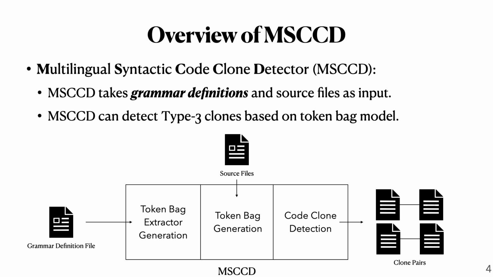MSCCD has three phases. First, it generates a token bag extractor from the input grammar definition files. Then, MSCCD generates token bags for the input source files. At last, MSCCD detects code clones between token bags.